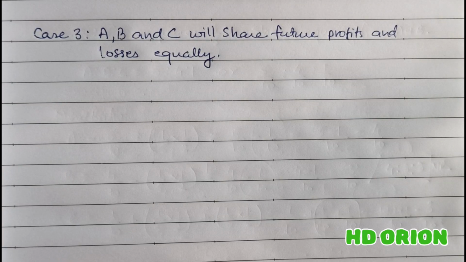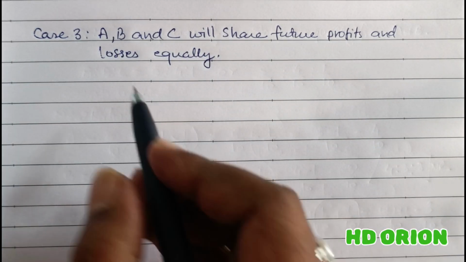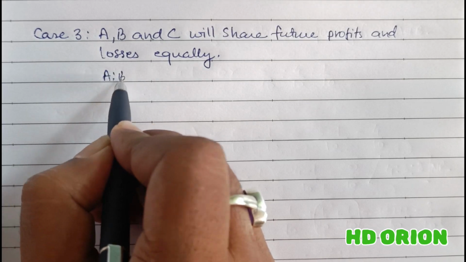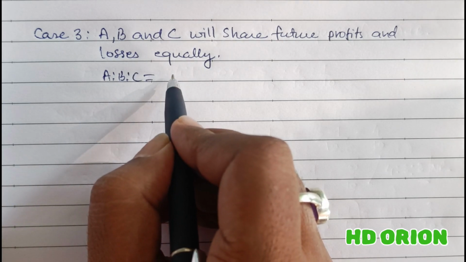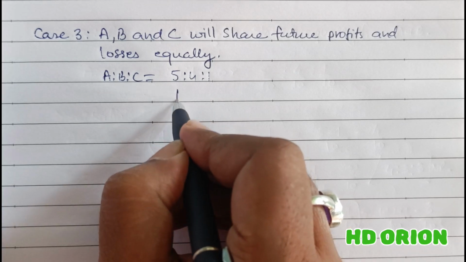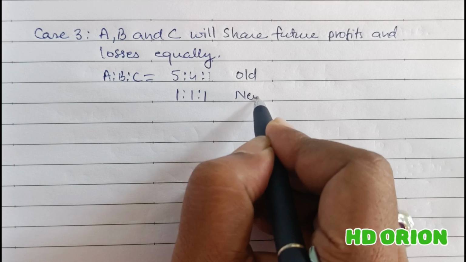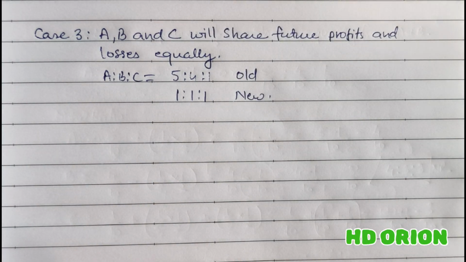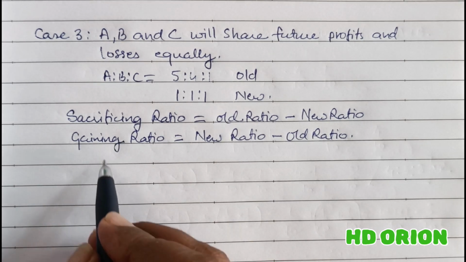Now, in case 3, A, B and C will share future profits and losses equally. It means all the three partners will get equal profits in future. Earlier they were getting 5:4:1, but now they will get 1:1:1. This is the old ratio and this is the new profit sharing ratio. And either we can calculate sacrificing ratio or gaining ratio. Any of the formulas you can use, and you will get the same answer. Let us take sacrificing ratio.